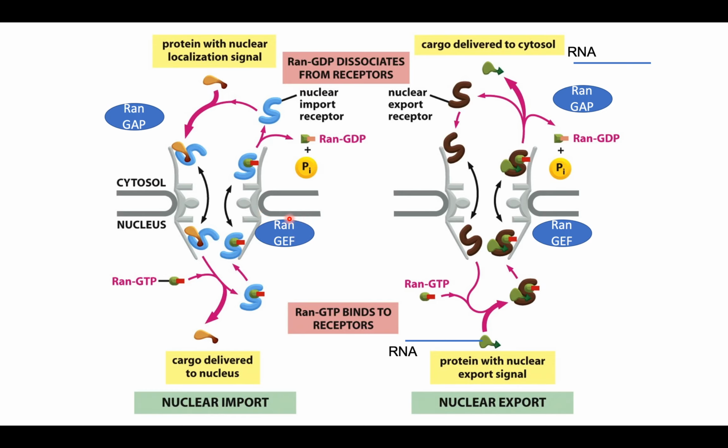So when we're importing something, we bind our nuclear import receptor. It's able to get brought into the nucleus. Ran GTP binds, dissociates our cargo. We're able to move back through. It encounters GAP, which hydrolyzes the GTP, releases that Ran, and now we're able to bind a new protein.